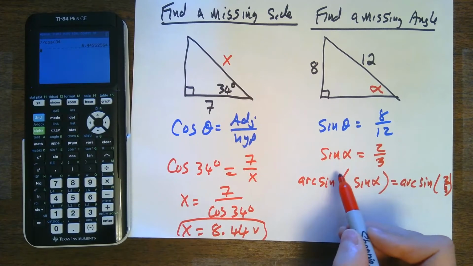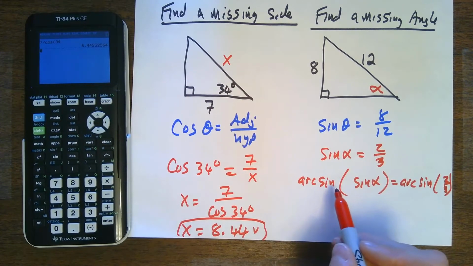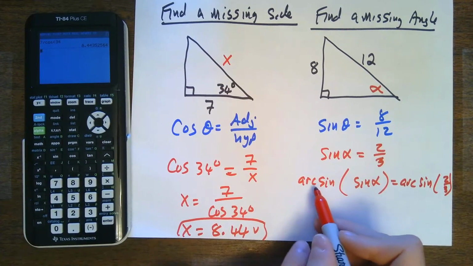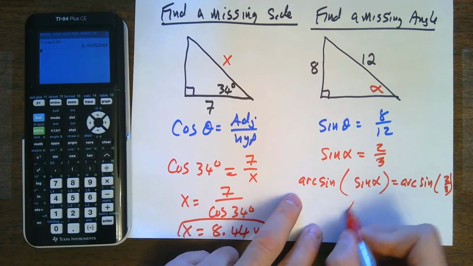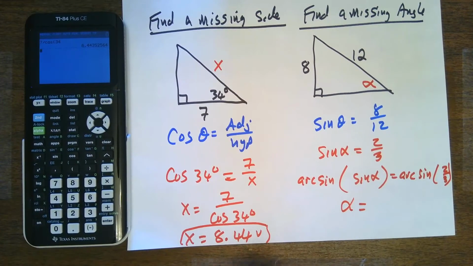I'm going to introduce the sine to the -1 power. I know most of you realize that already. I'm staying away from it right now, and I'm using the words arc sine to kind of emphasize, because I don't want you to get confused with reciprocals. Arc sine and sine cancel each other out. So I get alpha, the angle, equals the arc sine of 2/3.